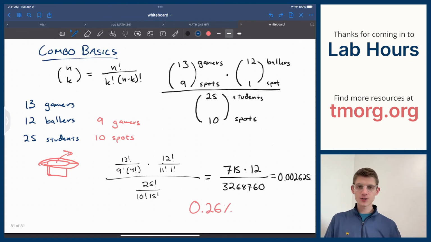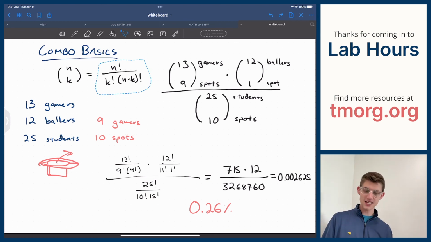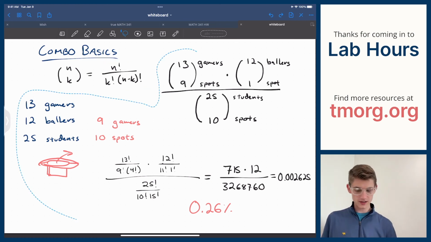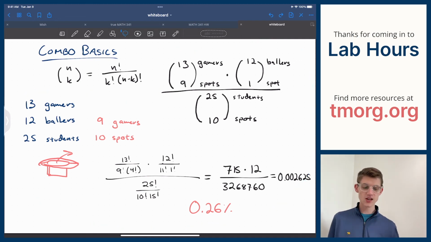And then, of course, for Combinatorics Basics, we just covered this general format, this n pick k into n factorial over k factorial times n minus k factorial. And we did a couple of little examples to show you the intuition behind that, whether we were picking groups of boxes or whether we were assigning gamers and ballers to spots in the student council.